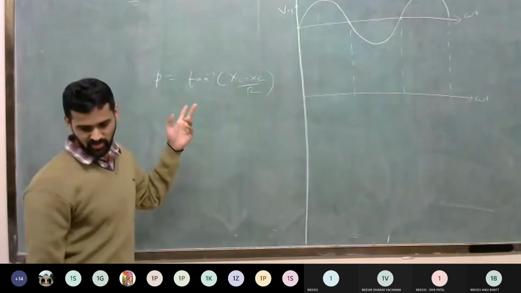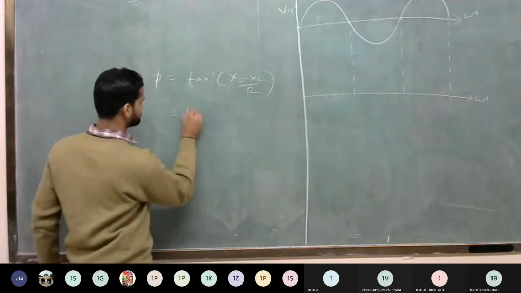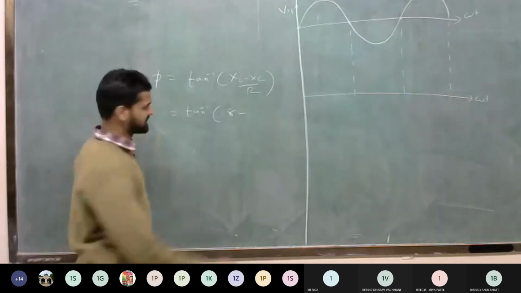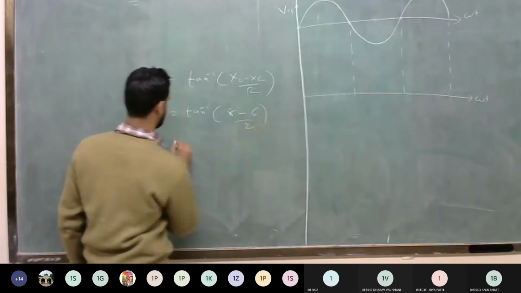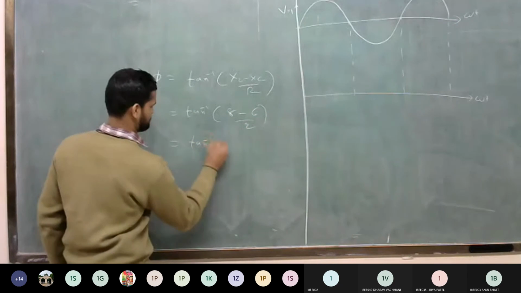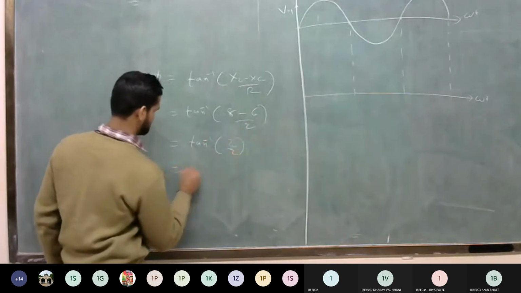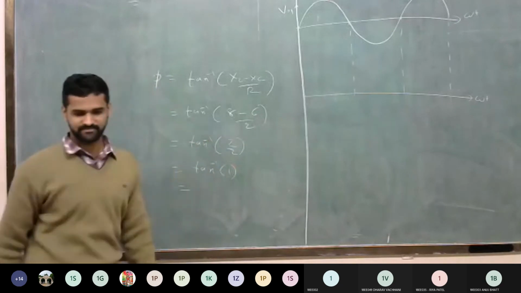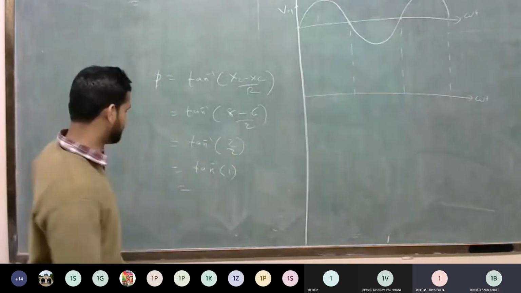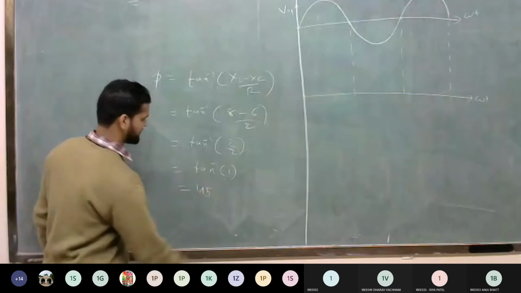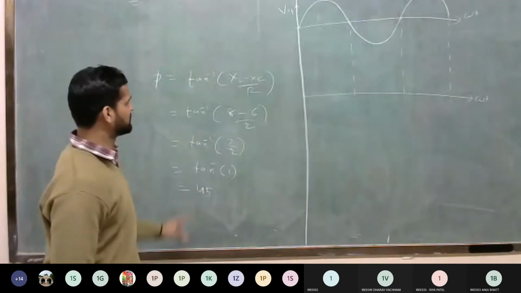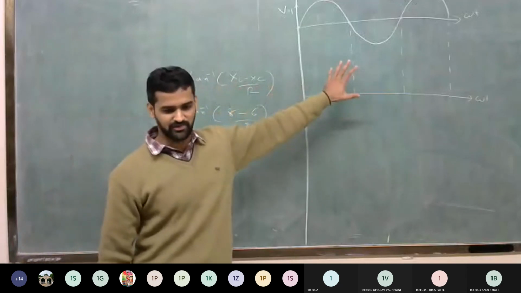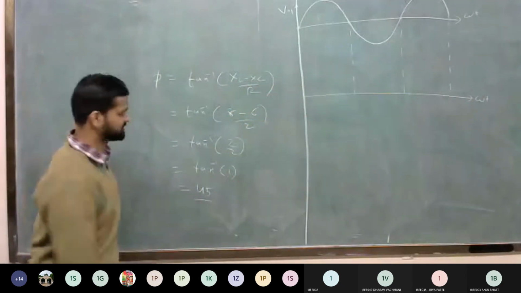XL is given as 8 ohm, and XC is given as 6 ohm. So tan inverse of 2 by 2, which means tan inverse 1. How much angle? 45 degree. This 45 degree is positive, which means your load current lags behind the output voltage by 45 degree.